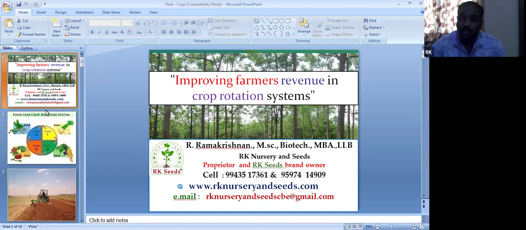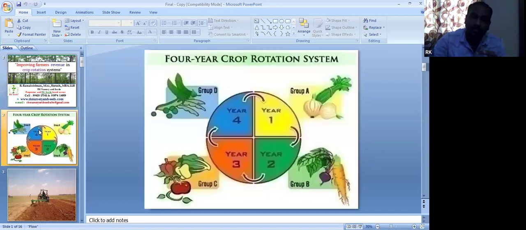So why is crop rotation essential and necessary? We will talk step by step. Without crop rotation, what are the conditions? With crop rotation, what are the conditions? First, we look at what crop rotation is. Here I give some examples.